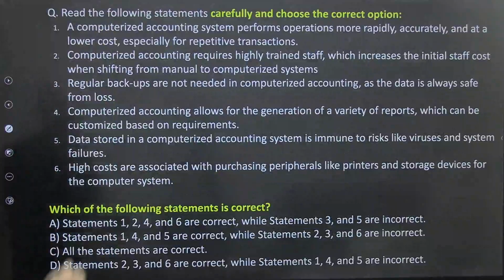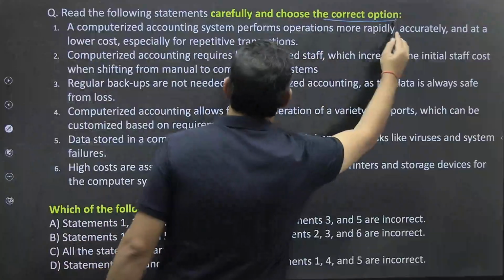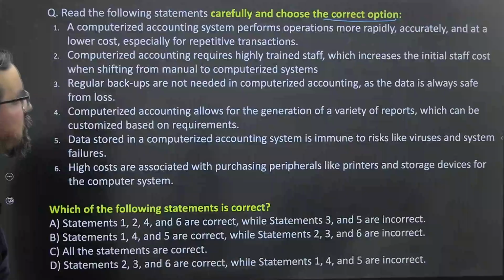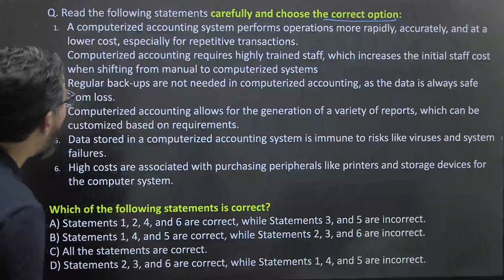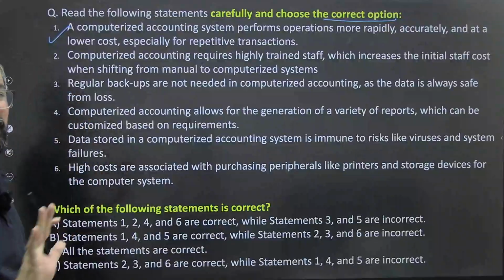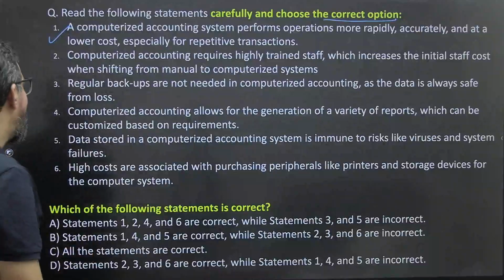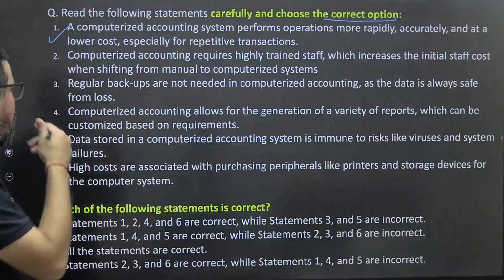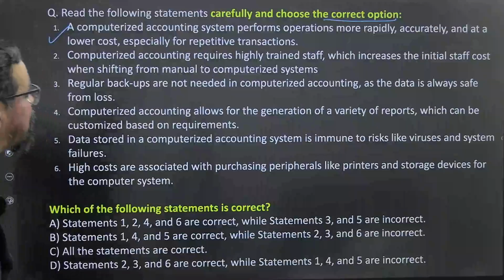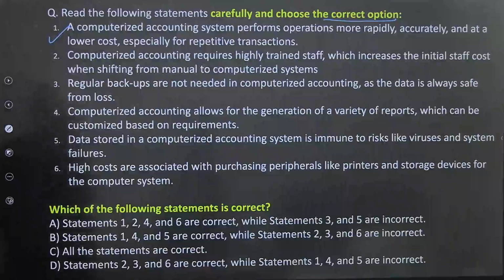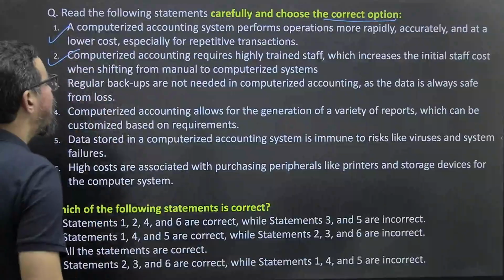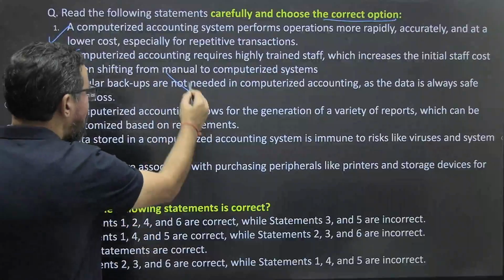Next one. Read the following carefully and choose the correct options. A computerized accounting system perform operations more rapidly, accurately, and at the lower cost. For the similar type of question you will see, they are very basic. Even if you will not study, you will be able to make that particular one right. Computerized accounting require highly trained staff, which increase the initial staff cost when shifted from manual to computerized. Regular backup are not needed? They are needed.